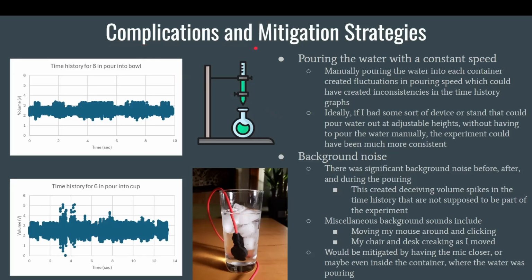And so here are some complications and mitigation strategies that popped up during the experiment. One big complication was pouring the water with a constant speed. I was manually pouring the water, which made it very prone to human error. I felt like in some of the runs I was pouring the water a bit too fast, maybe a bit too slow, and ultimately this would lead to inconsistencies in the time history graphs. So ideally, if I had some sort of device like a burette that could stand and pour water out at adjustable heights and at a constant speed, the experiment could have been much more consistent, but I don't have access to a burette.